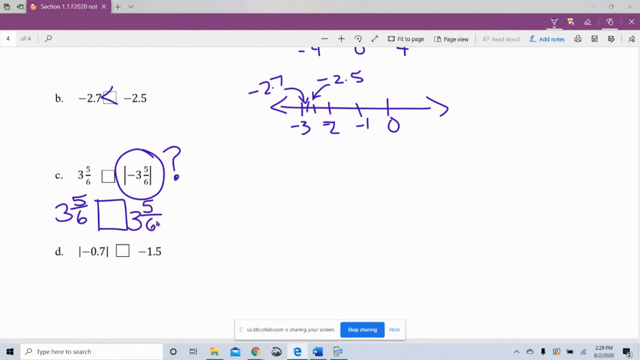If you look at the number on the left and the number on the right, they are identical, so these two are equal. And then we have another absolute value right here, so we have to figure out what is that one, right? So the absolute value of negative 7/10 or negative 0.7 is positive 0.7. So it's really saying, is 0.7 equal to, greater than, or less than negative 1.5. Anything that's positive is always larger than something that is negative. So this one has to be larger, and that's our answer for this one.